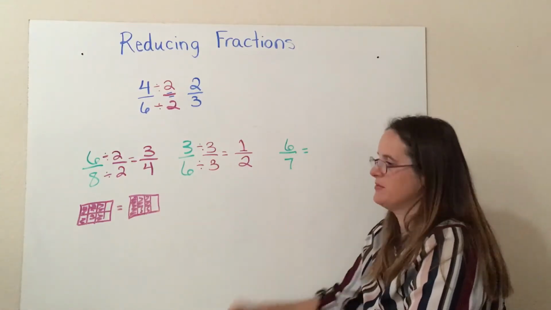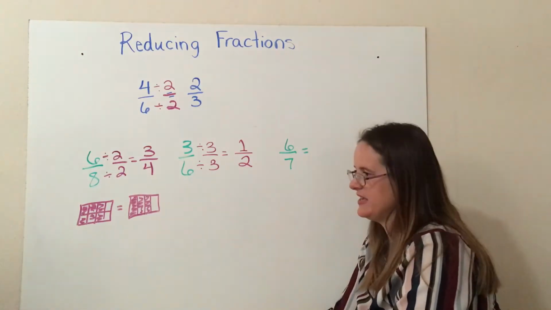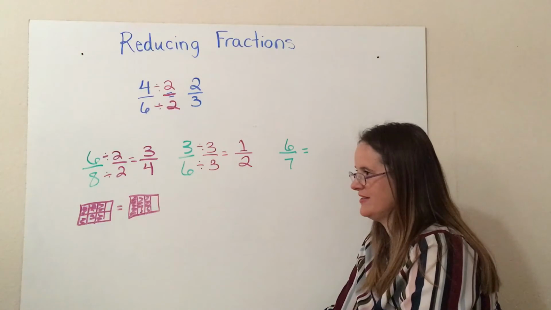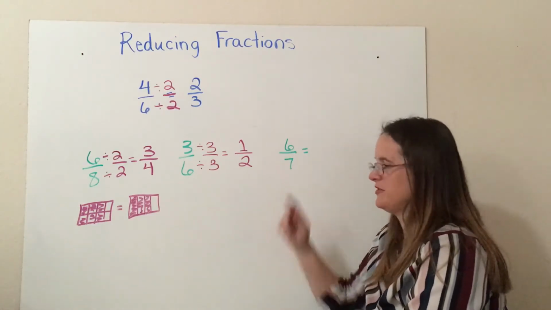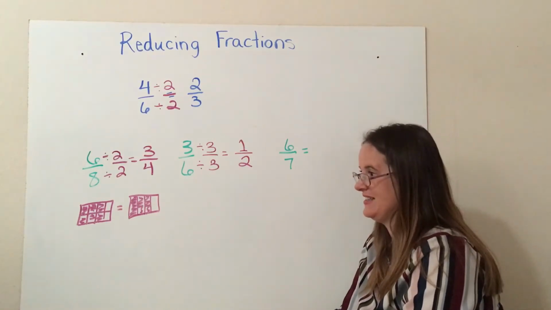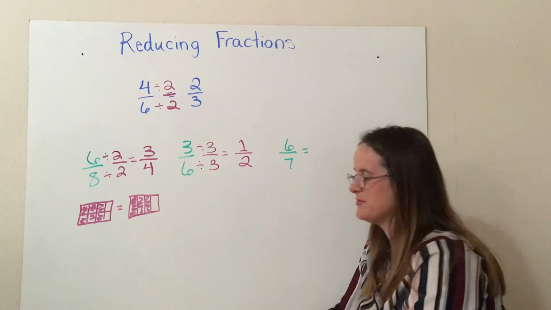Can I divide them both by 2? No. Can I divide them both by 3? No. Can I divide them both by 4? No. Can I divide them both by 5? No. How about 6? Yes. Can I divide 7 by 6? No, that doesn't work either. Can I divide them both by 7?